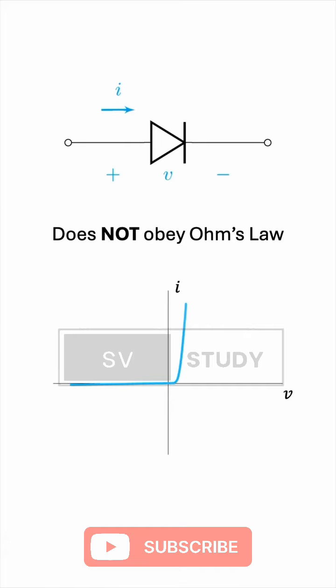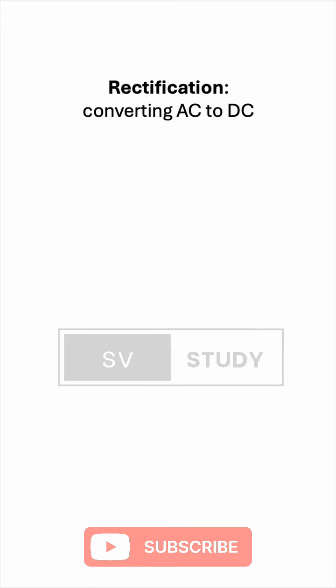The fact that the diode only allows current to flow in one direction makes it useful for many applications. The most important one is called rectification, which is converting AC to DC.